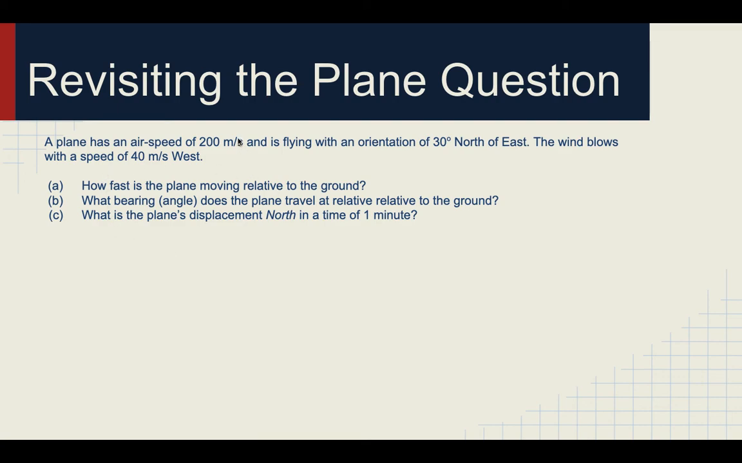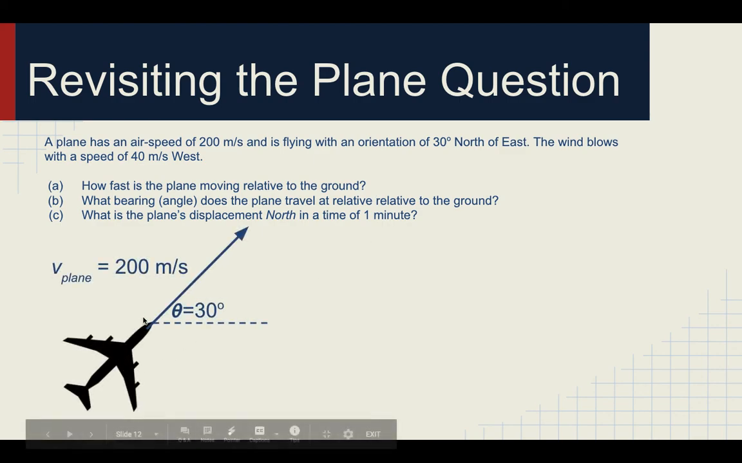They give us the speed of the plane relative to the wind. They tell us the direction it's flying in. The wind blows 40 meters per second to the west. Now it's asking us how fast the plane is moving relative to the ground. So the plane is flying in the air, but the air is also moving. That's what wind is. So that actually changes how the plane moves in relation to the ground. And if we really want to think about what's going on here, we have to use velocity vectors.